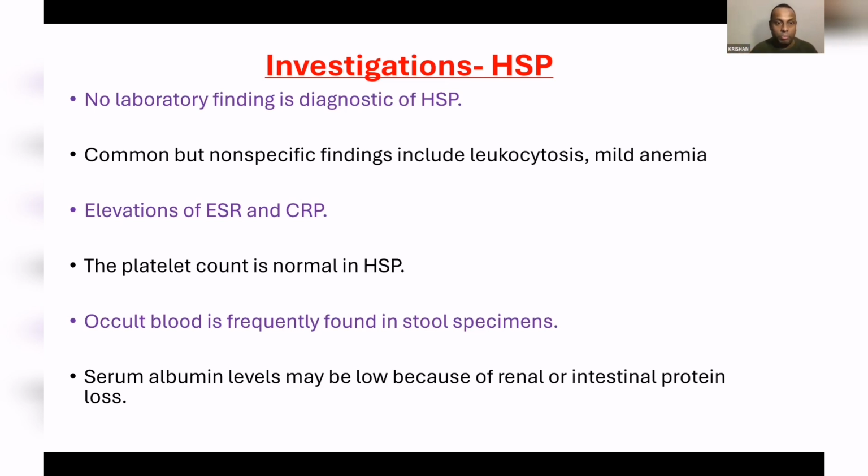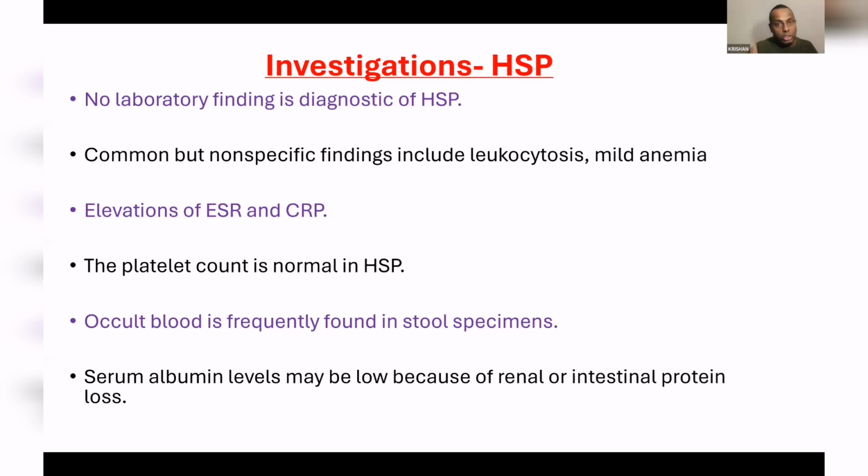So inflammatory markers will be high. Then HSP, the platelet count is normal. So if you had a doubt when they come with a petechial rash, could that be ITP, immune thrombocytopenic purpura? No. Here, the platelet count is normal.